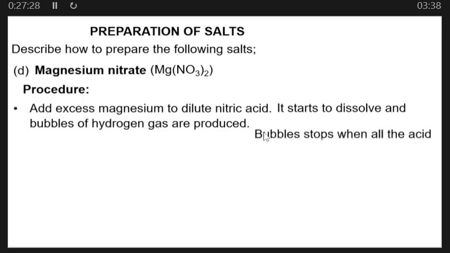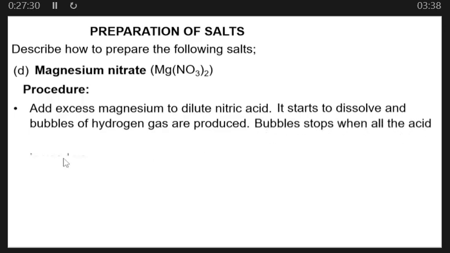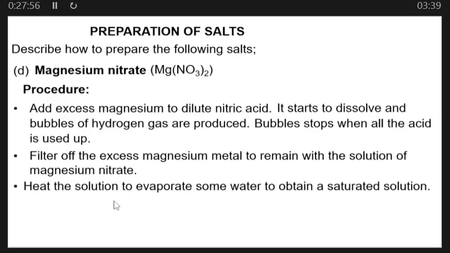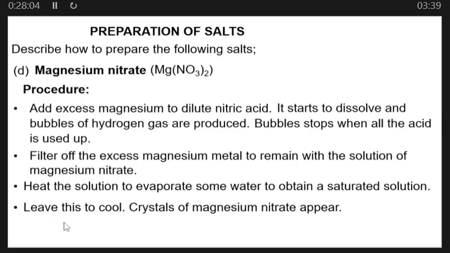The bubbles stop when all the acid is used up. So the bubbles help us know whether the acid is used up or not. The moment the bubbles stop, the acid has been used up, since we are using excess magnesium. Then you filter off the excess magnesium metal to remain with the solution of magnesium nitrate. Then you heat the solution to evaporate some water to obtain a saturated solution. From there you leave it to cool, and crystals of magnesium nitrate appear.